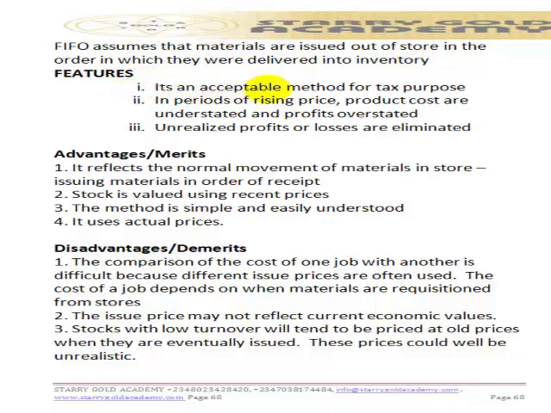Features: it is an acceptable method for tax purposes. In periods of rising price, product costs are understated and profit overstated. Unrealized profit or losses are eliminated. Advantages of merit: it reflects the normal movement of materials in store, issuing materials in order of receipt. Stock is valued using recent prices. The method is simple and easily understood. It uses actual prices.